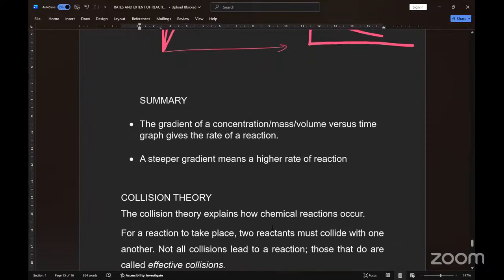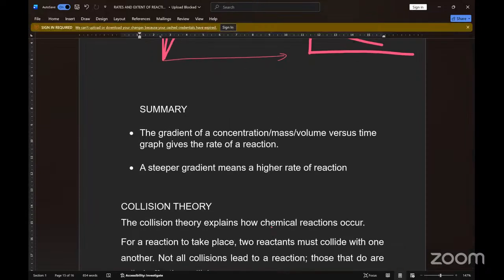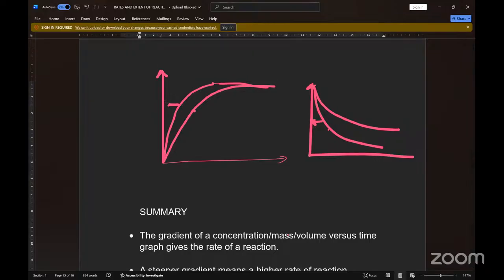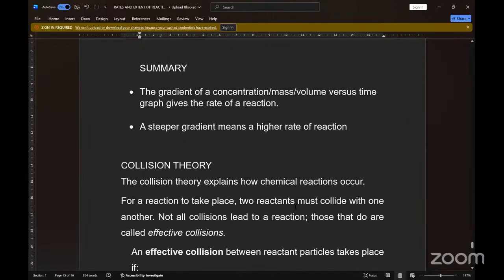Then about the graphs, we have a summary there. We said the gradient of a mass or volume versus time graph gives you what we call the rate of reaction, which we have discussed extensively. And the last one is a steeper gradient means a higher rate. Like I indicated earlier, if you have these two graphs, this one is a higher rate because it's closer to the y-axis, and this is a low rate. The rate of reaction is slow. In the same way, this one is high and this one is low. The closer the graph is to the y-axis, the higher the rate.